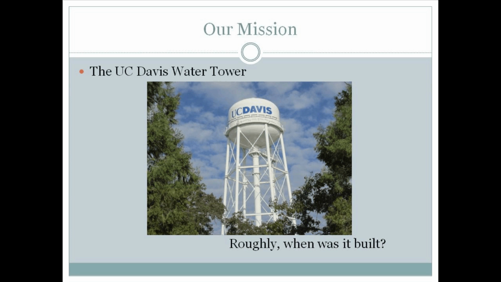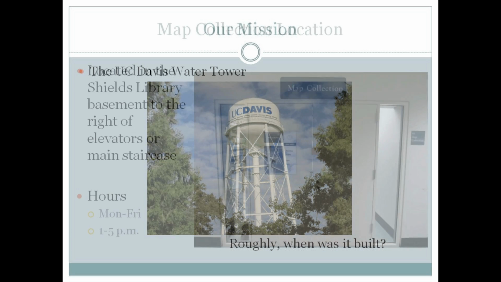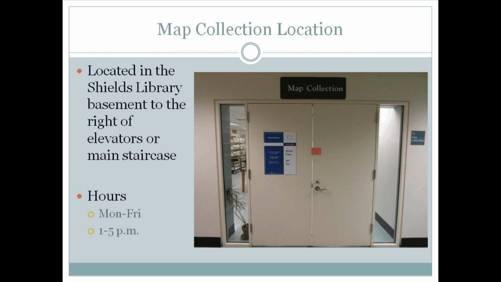In order to show you how to use the Map Room's aerial photography collection, our example mission will target the iconic UC Davis water tower. Using the aerial photographs, we will be able to determine a range of years that the water tower may have been constructed. The aerial photographs are housed in the map collection at the UC Davis's Shields Library.